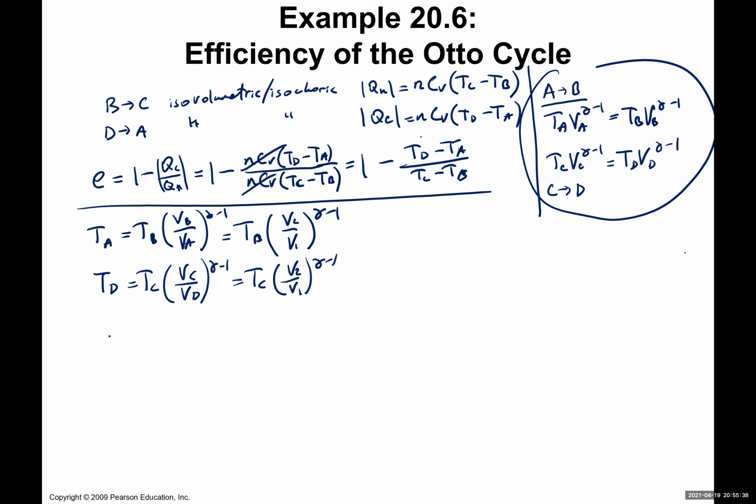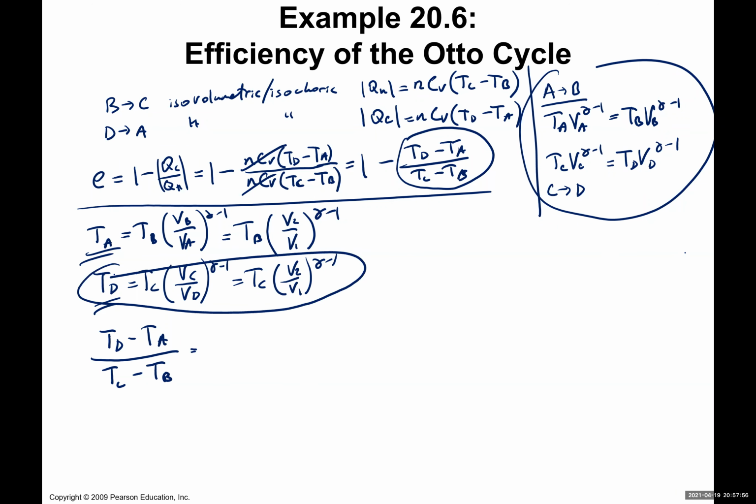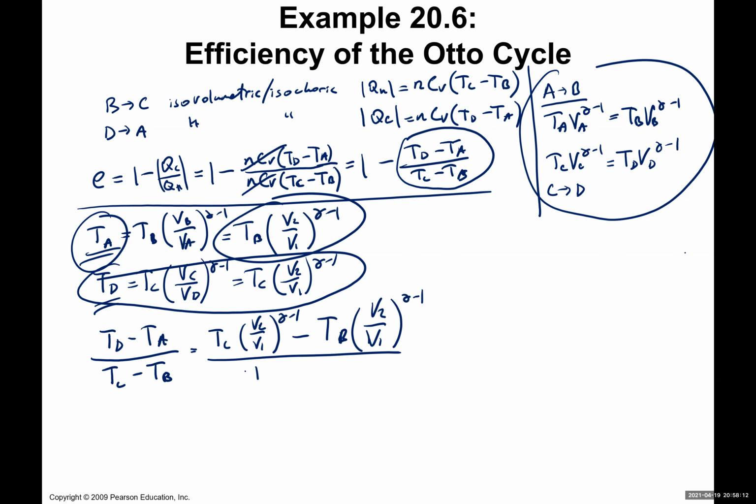In terms of efficiency, remember, if I look at this ratio of TD minus TA divided by TC minus TB, I can write it in terms of the TA and TD that I just got. So this is my TD, which is TC times V2 over V1 to the gamma minus 1. Then my TA is written as TB times V2 over V1 to the gamma minus 1. And this is divided by TC minus TB.